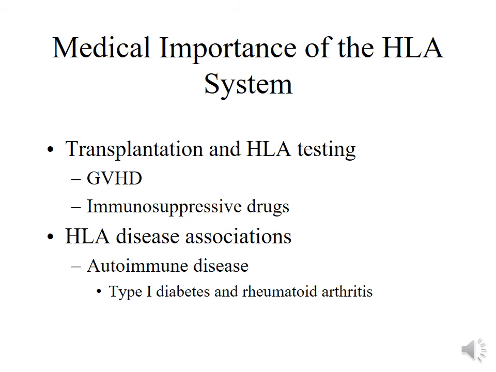HLA and disease associations. In autoimmune disease, the normal ability to discriminate self-antigens from foreign antigens breaks down, and autoreactive T cells launch attacks against certain types of host cells. Certain HLA antigens are very strongly associated with individual diseases, such as type 1 diabetes and rheumatoid arthritis. In general, genetic variants in the HLA complex are the most significant genetic risk factors that determine susceptibility to autoimmune disease.